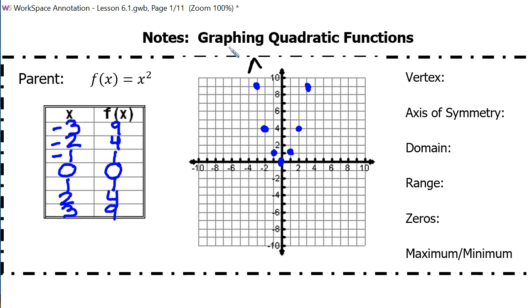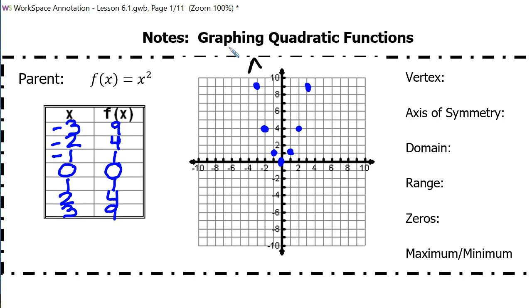And you need to connect those points with a smooth curve. It's a U shape, so make sure it's rounded at the bottom. It's not absolute value, so it should not be pointed like a V. Make sure it's rounded at the bottom. And that special shape is called a parabola.